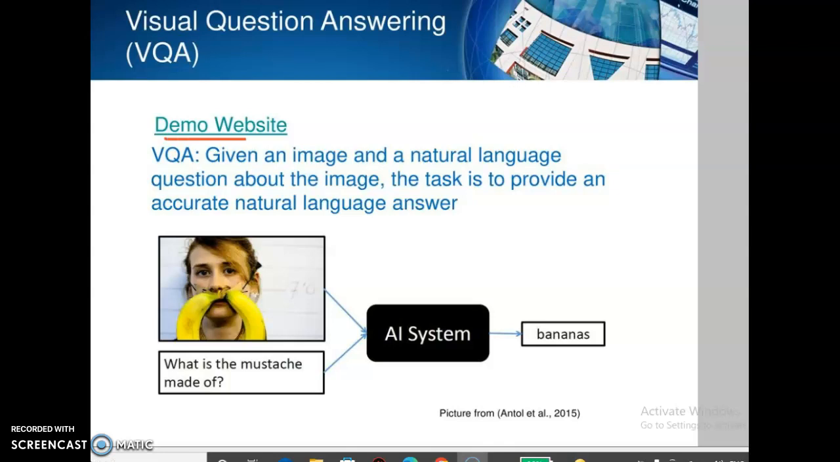Demo website: visual question answering. Given an image and a natural language question about the image, the task is to provide an accurate natural language answer. What is the mustard made of? System: bananas.